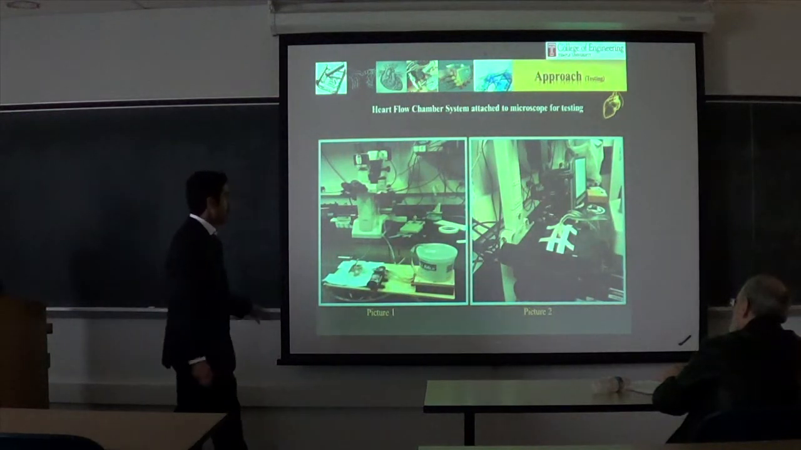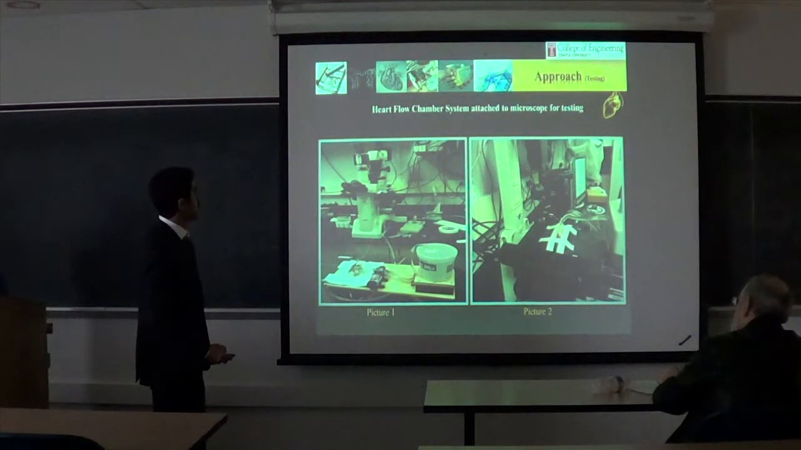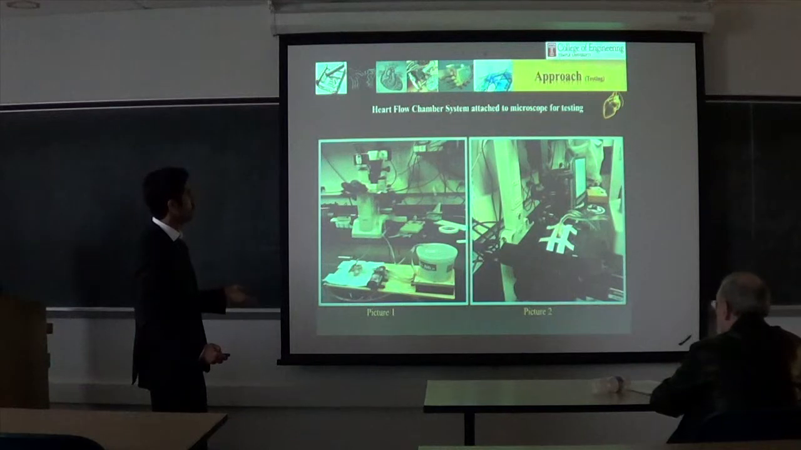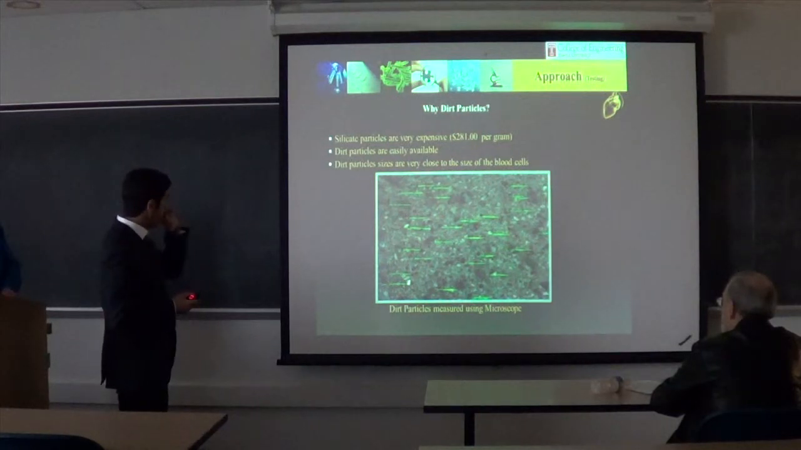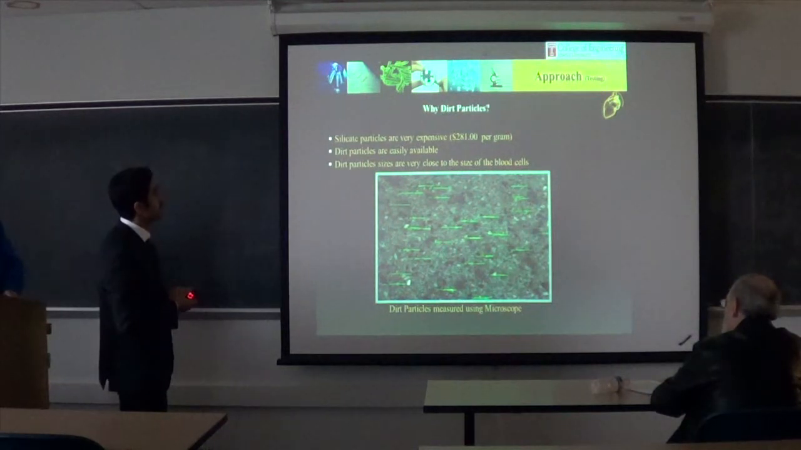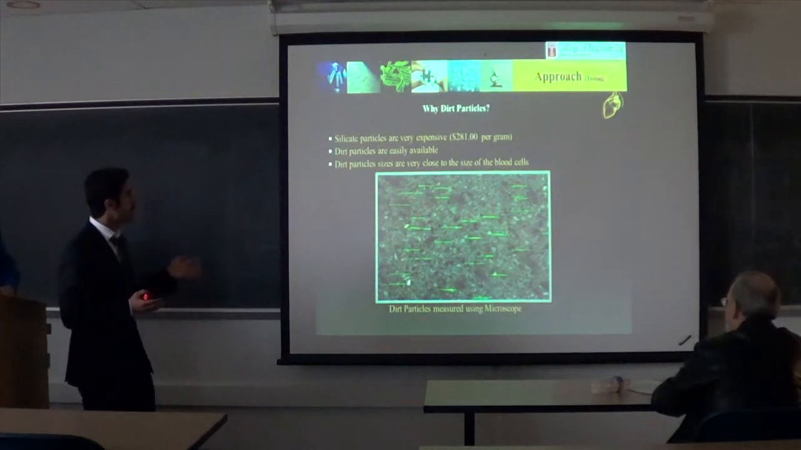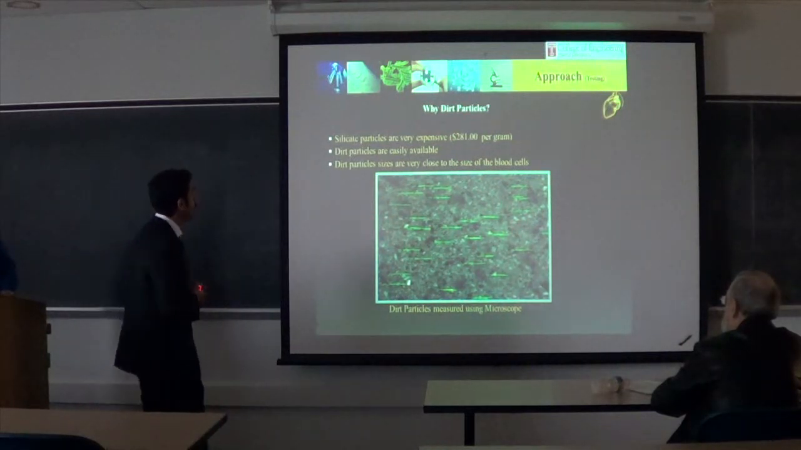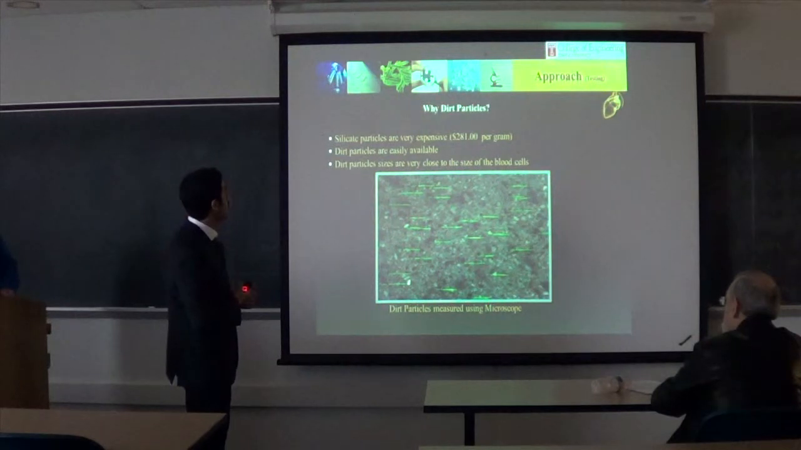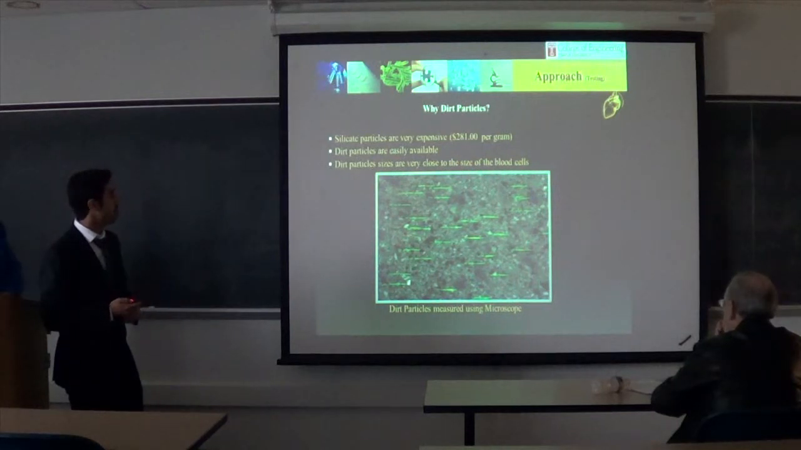These pictures show our system and our chamber set up under the microscope to catch the particles and to measure the velocity of the particles through the flow chamber. Why did we choose dirt particles to test? Because the silicate particles were very expensive. It was something like 281 per gram, and the minimum amount we need is 10 grams, so it's going to be 2,000 something. So it's too expensive to get, while dirt is easily available, and the size of the dirt is very close to the size of blood cells.